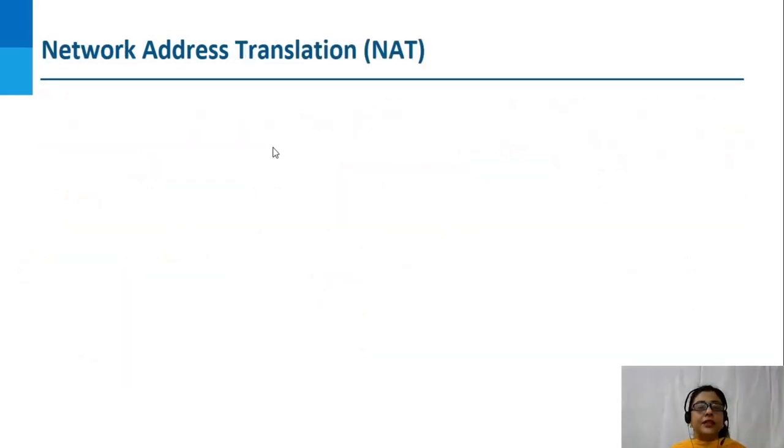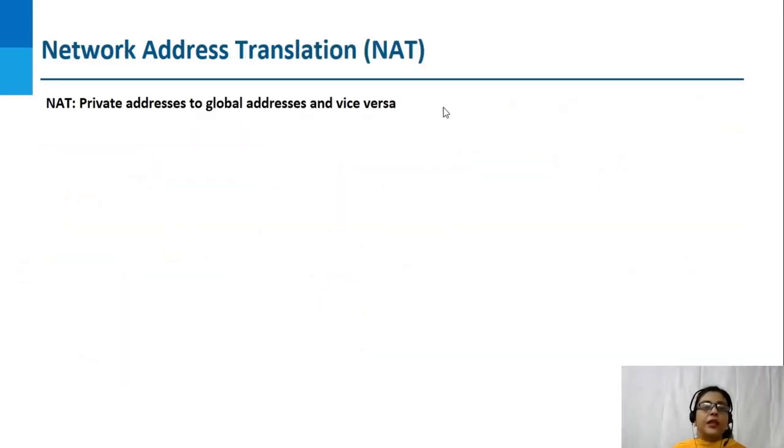Network address translation, or NAT. Network address translation is used to convert private addresses to global addresses and vice versa. There are many home users or organizations that require large address spaces, but they are not given so. The answer to this problem is network address translation.